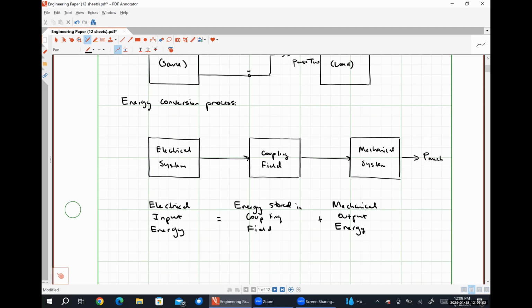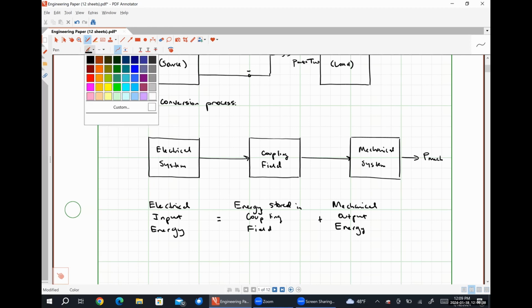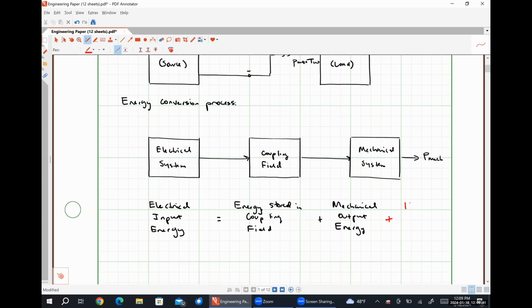which means the output energy will literally always be less than the input energy because we have an energy storage medium effectively in the middle that's going to take some of our input energy away. This energy storage in the coupling field effectively sustains the energy conversion process. So it's really critical to our system to have it. Now, in a practical system or a real life system, there are also going to be losses that occur throughout the energy conversion process. So I'm going to put over here plus energy losses.